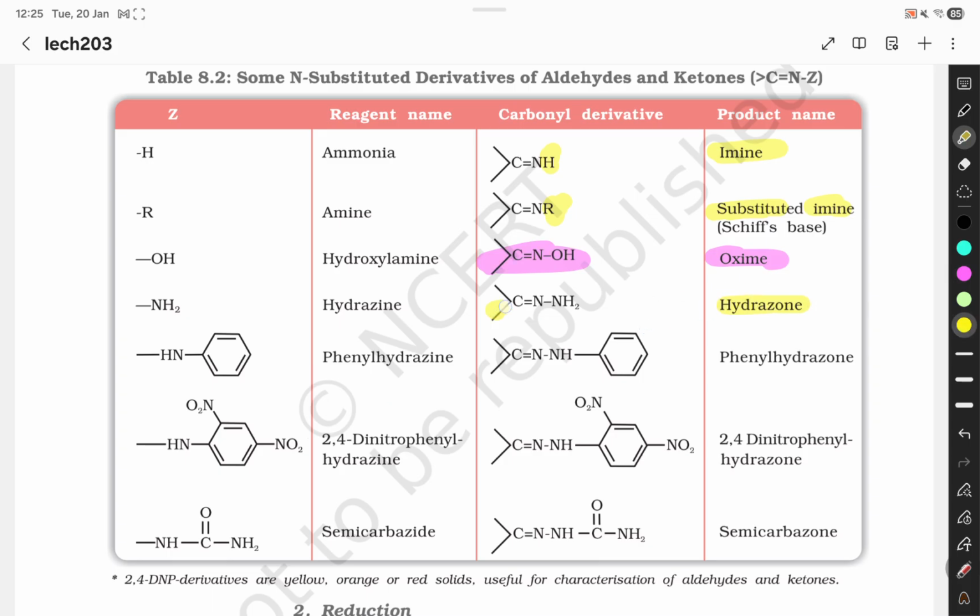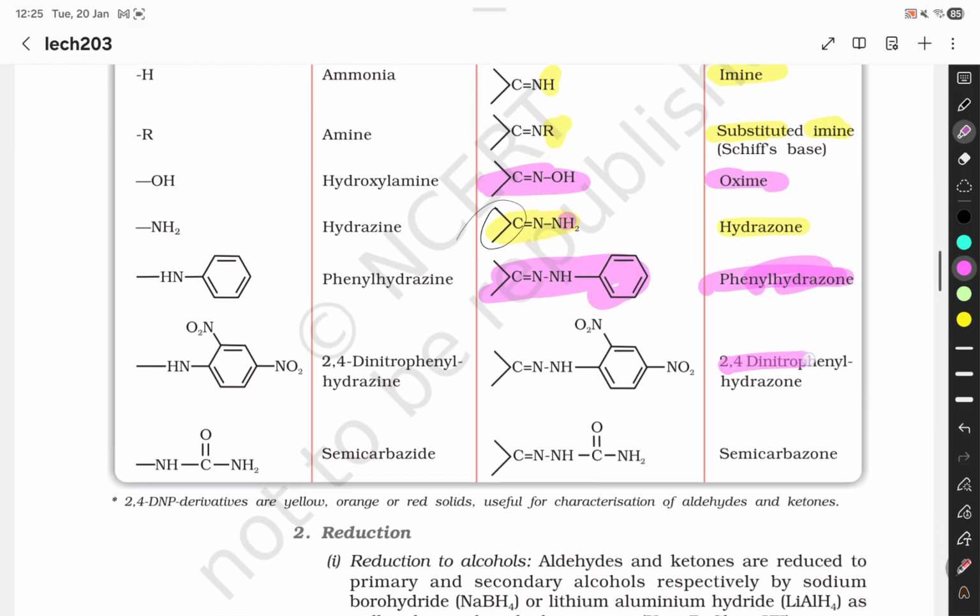Then hydrazone. Hydrazone is also simple. Hydrazine is N2H4. Same way, hydrazone is just you add a C at the end. Then you have phenylhydrazone. Phenylhydrazone is also common sense. Instead of the H on the right side, you add a phenyl group. Then 2,4-dinitrophenylhydrazine. You know this, right? It's the 2,4-DNP.